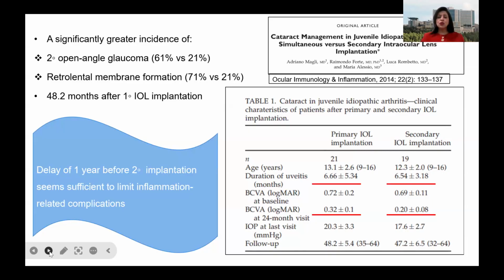And just to highlight another point here, even in the eyes that received secondary intraocular lens implantation and were optimally controlled with regard to the inflammation before the surgery, these complications still occurred in a significant percentage of eyes, 21% for secondary glaucoma and for retrolental membrane formation.